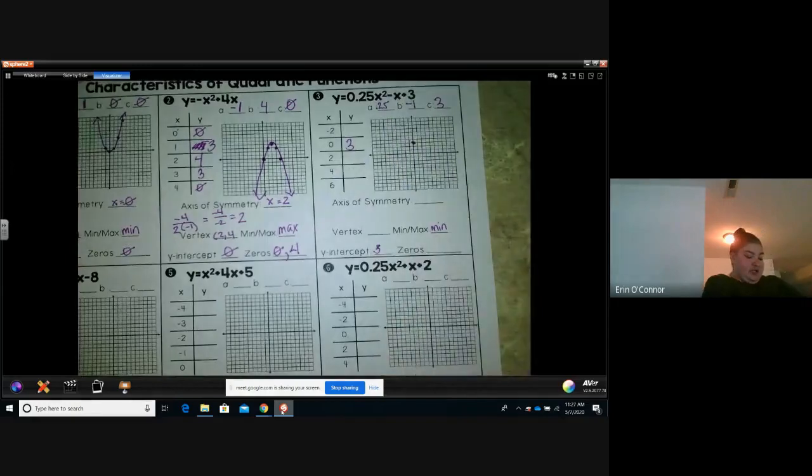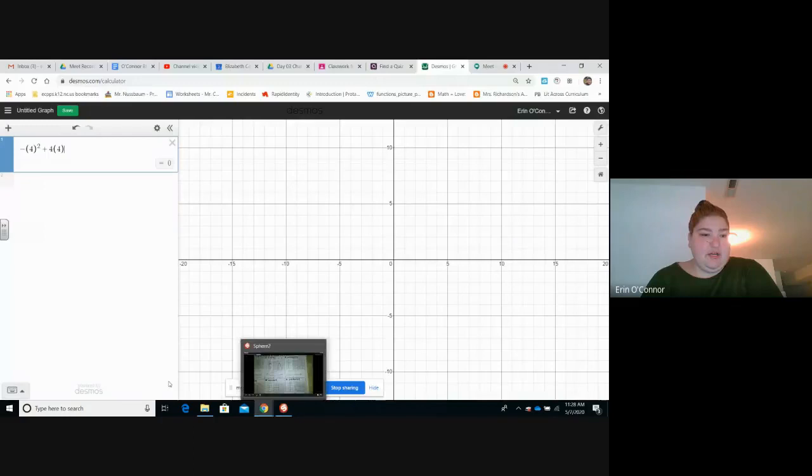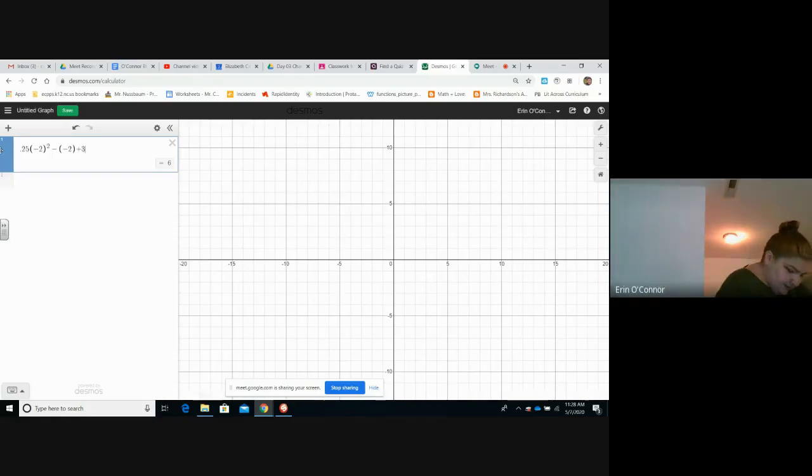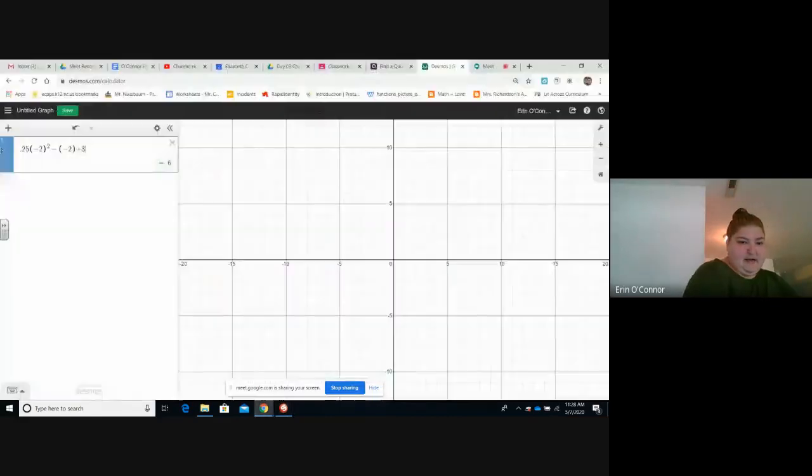So I plug in negative 2. We're going to actually do this in Desmos. So keep this kind of with you, and we're going to do all of them together because going back and forth might be a lot. So we have 0.25 parentheses negative 2. Remember, whenever I do it in parentheses. Squared minus parentheses negative 2 plus 3. So I get 6. So you should have 6 there.